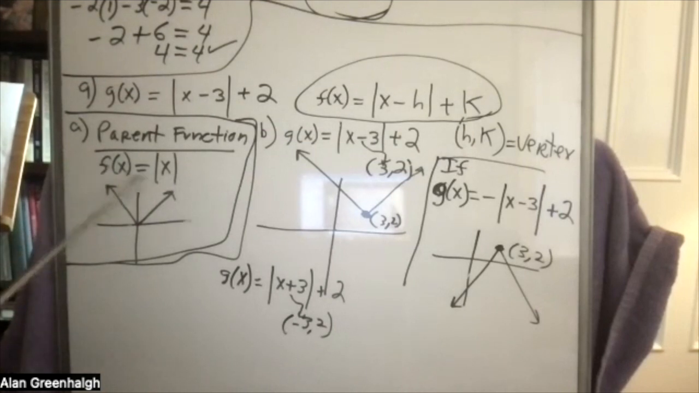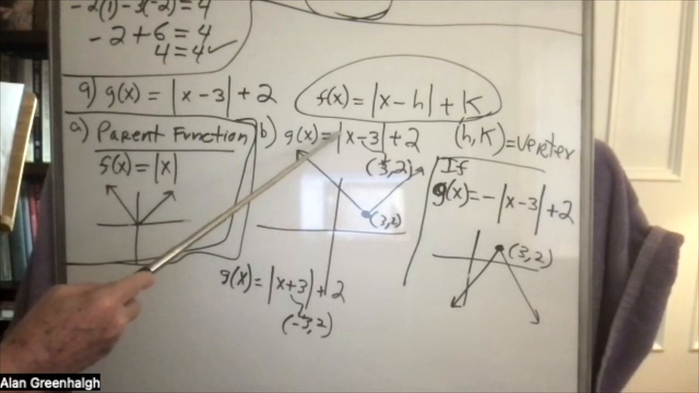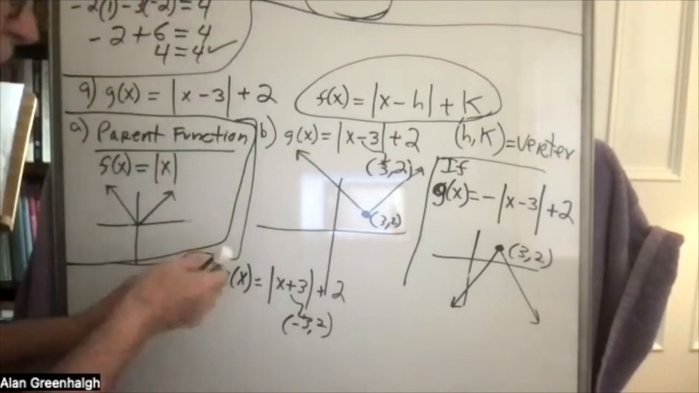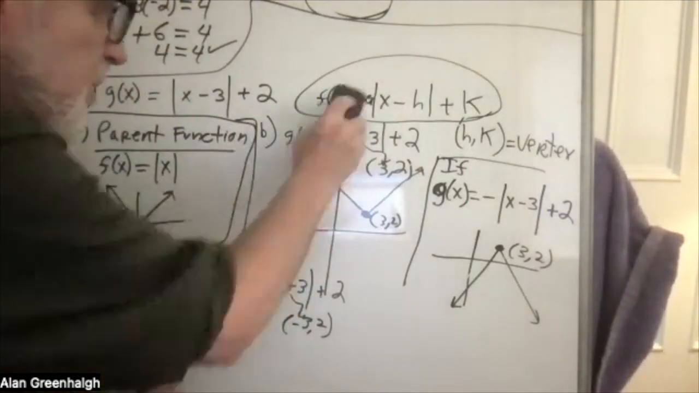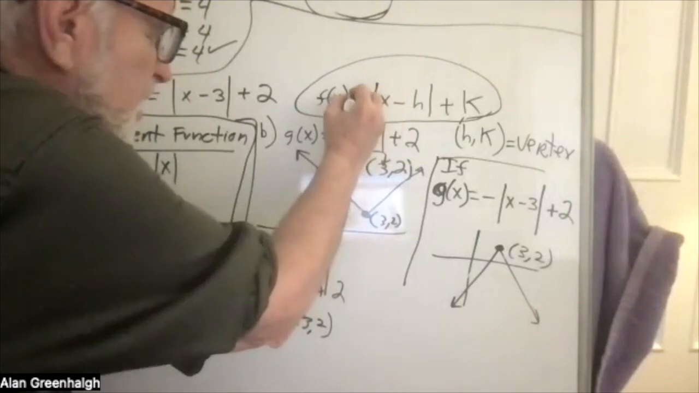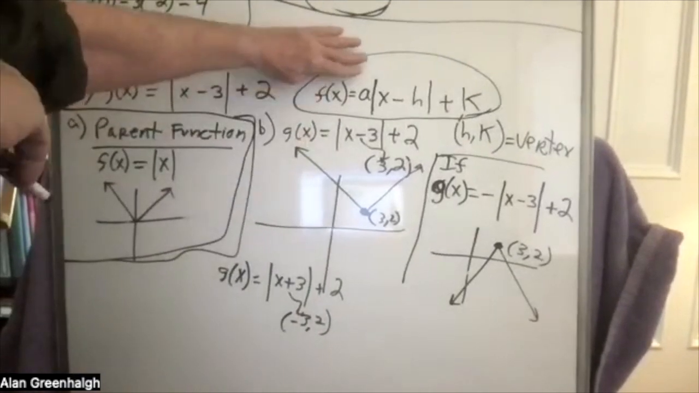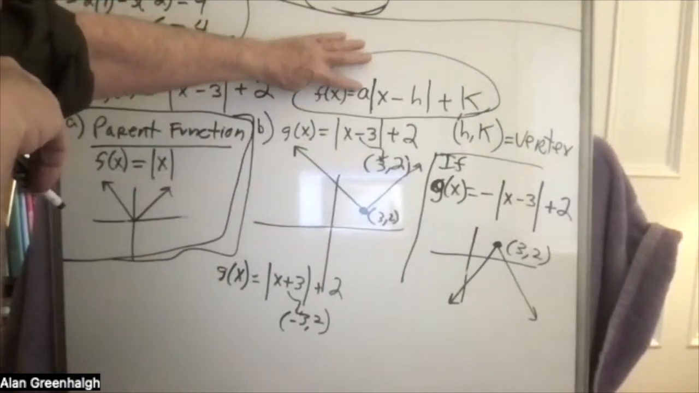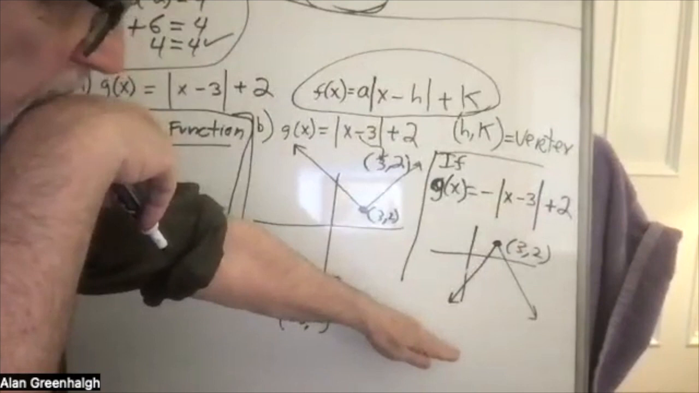The thing is that this is the parent function, and it moves around based on what this number is and what that number is and what the sign is over here. See, this is really what the general formula is, with the A in front. And the A tells us whether it's positive or negative. If it's negative, it goes down.